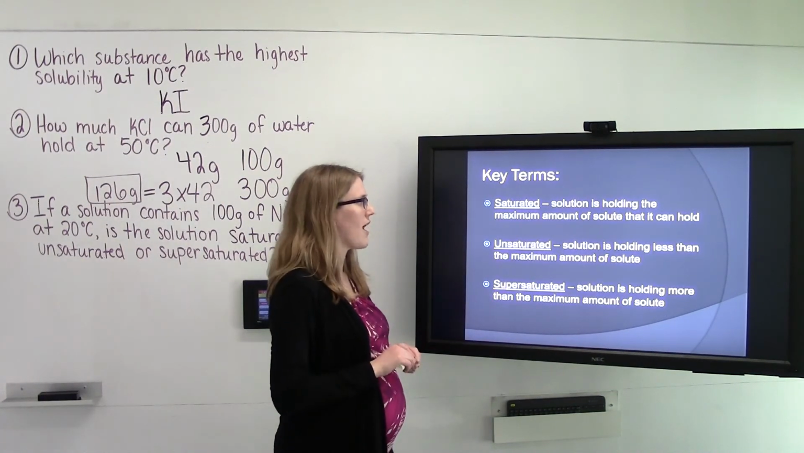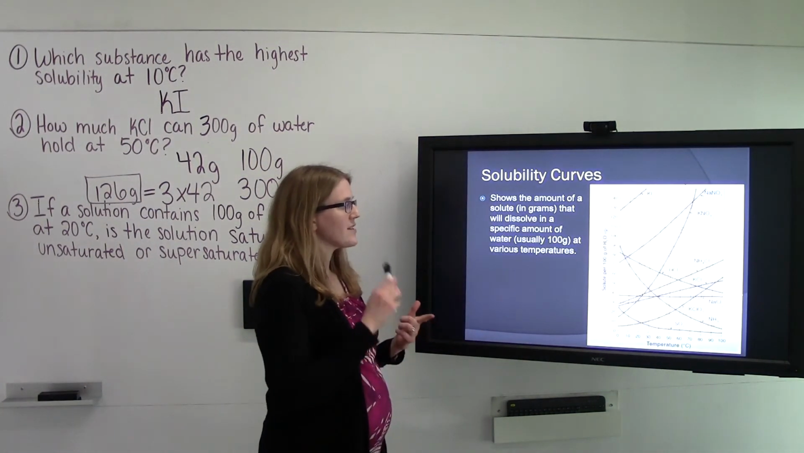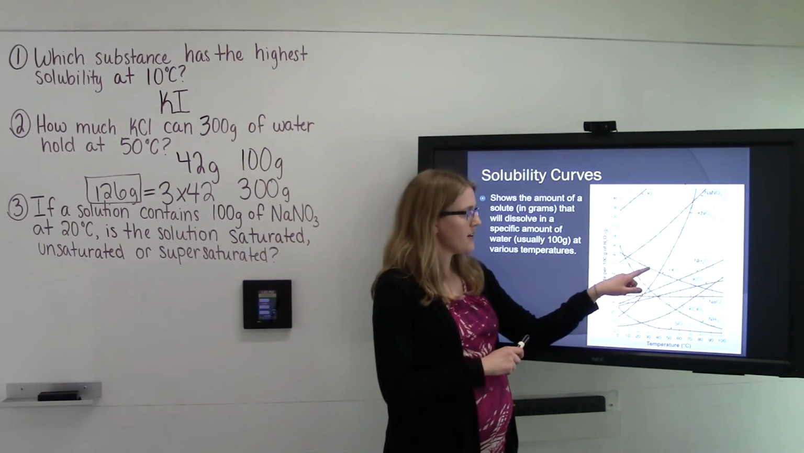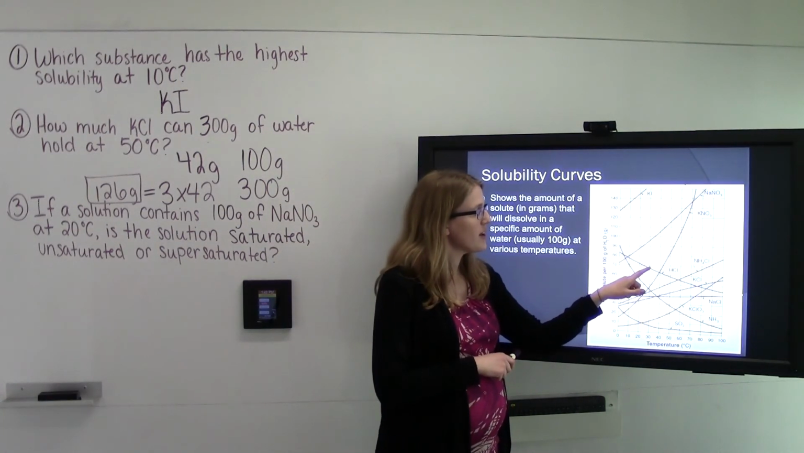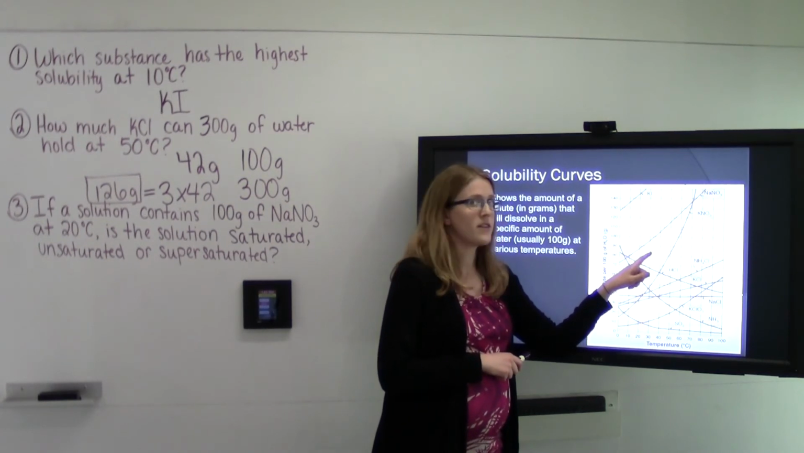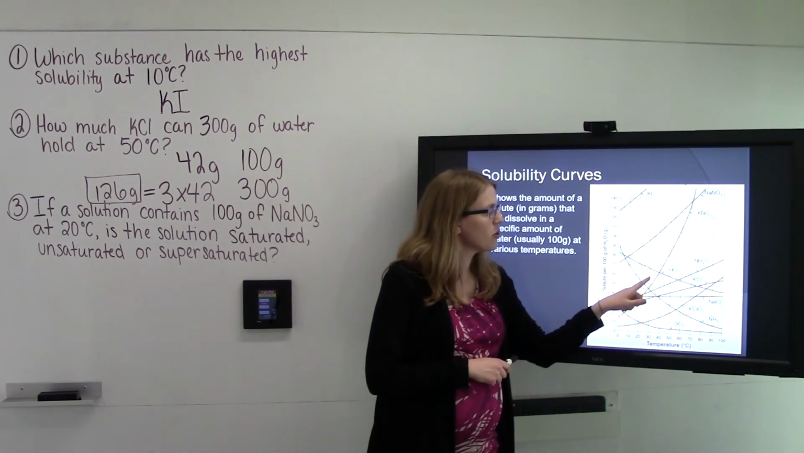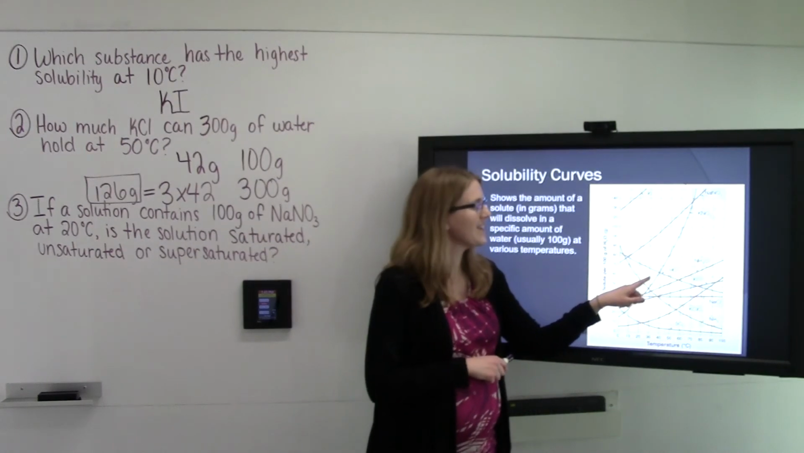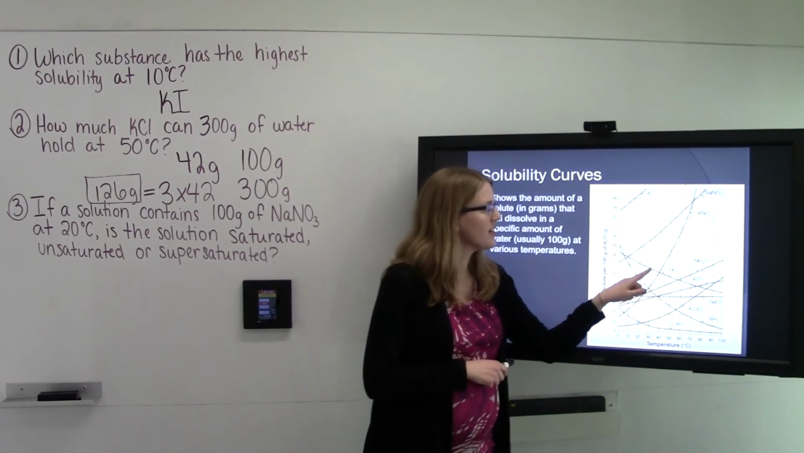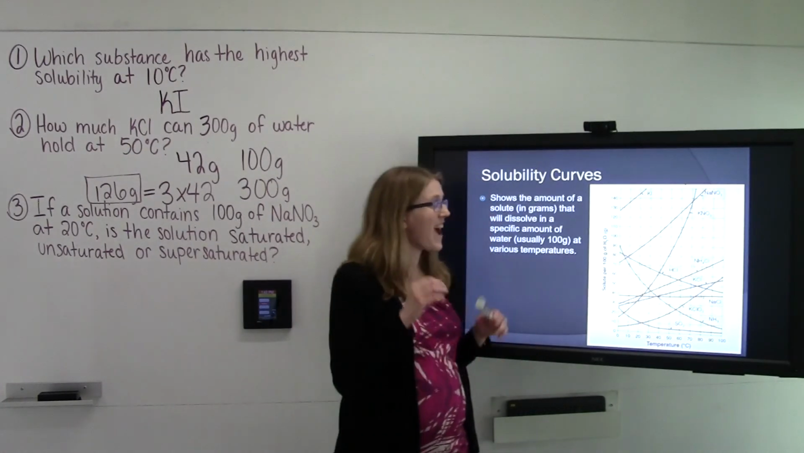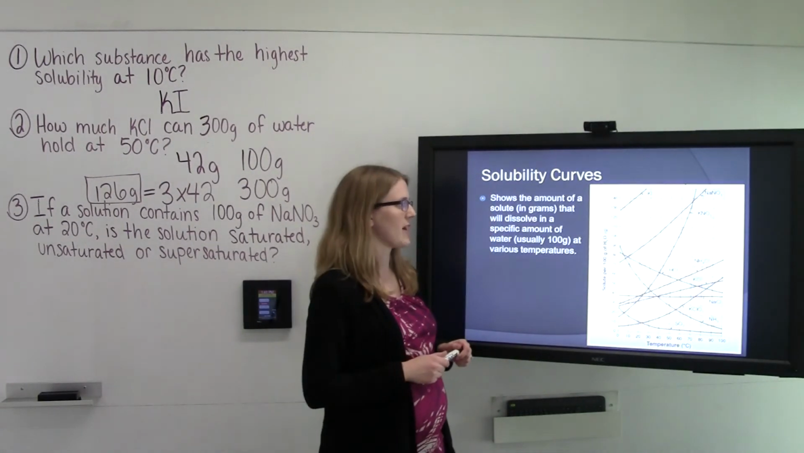Okay, but let's go back to the graph now. We learned that saturated is exactly on the line, okay? Supersaturated is if it's holding more than it should. That would be above the line. Unsaturated would be below the line, okay? Because it's holding less than it should be able to. Just remember that the lines are saturated. So if it's exactly on the line, then it's going to be a saturated solution.